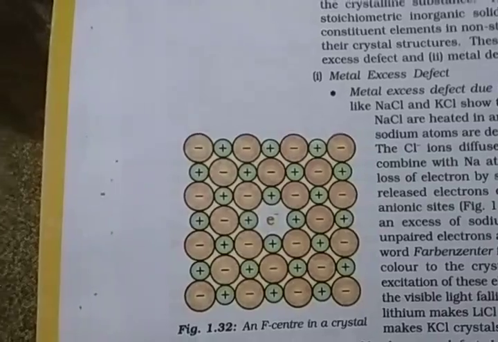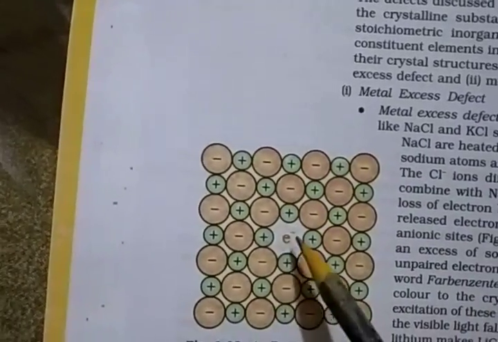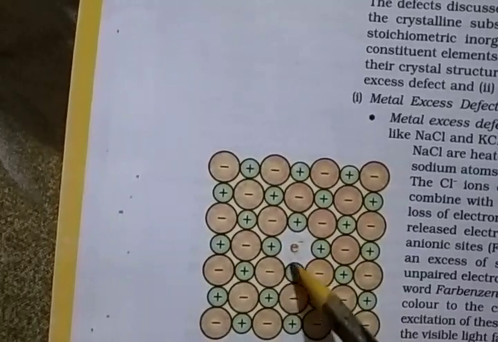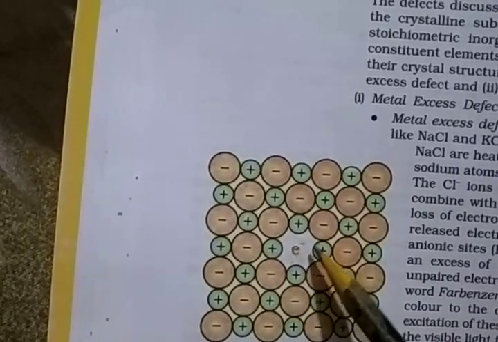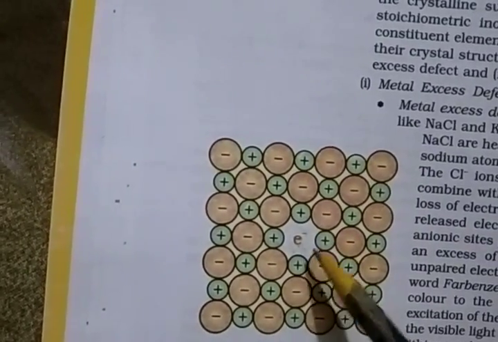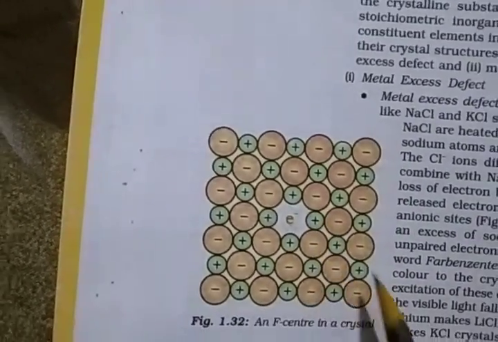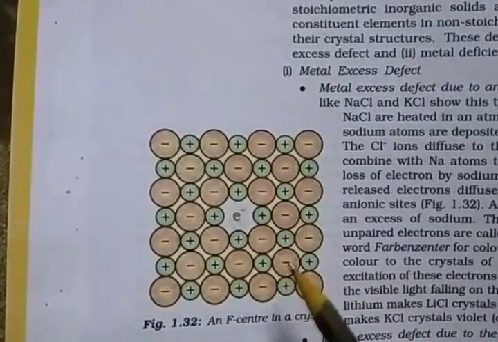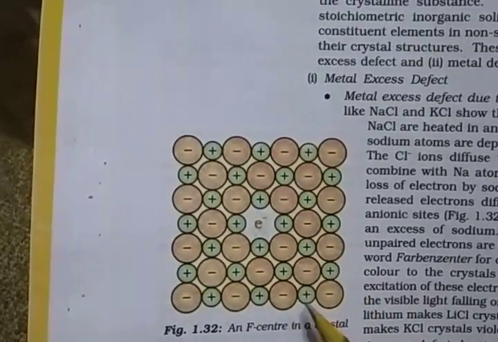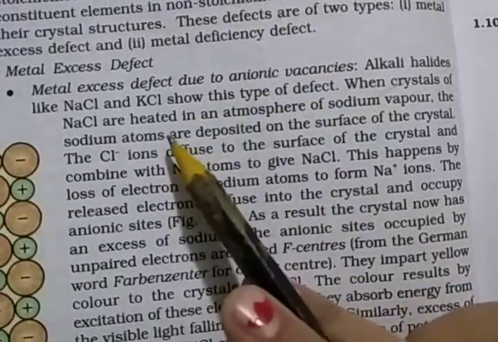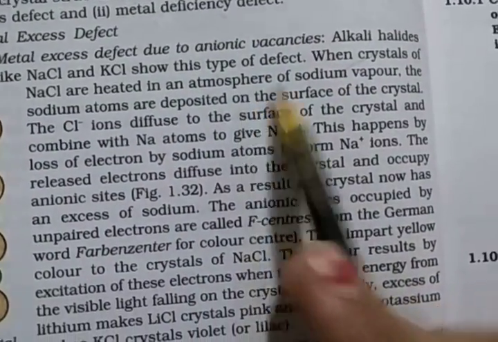Metal excess defect is due to anionic vacancy. If an anion is absent, an electron is present at the anion place, so it is called metal excess defect. Example: alkali halides like NaCl and KCl show this type of defect when crystals of NaCl are heated in an atmosphere of sodium vapor.